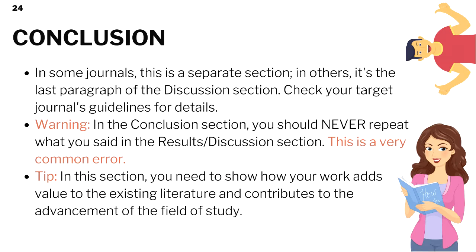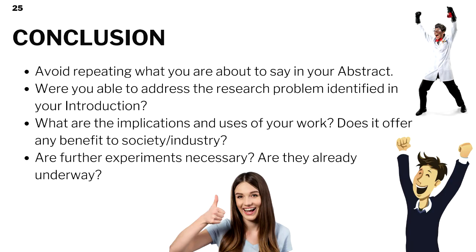Some journals have a separate conclusion section, others ask authors to summarize their conclusions towards the end of the discussion section. In the conclusion section, you need to describe how your work adds value to the existing literature and contributes to the advancement of your field of study. Why is your study so significant, and what are its immediate implications? You need to discuss all of this here.